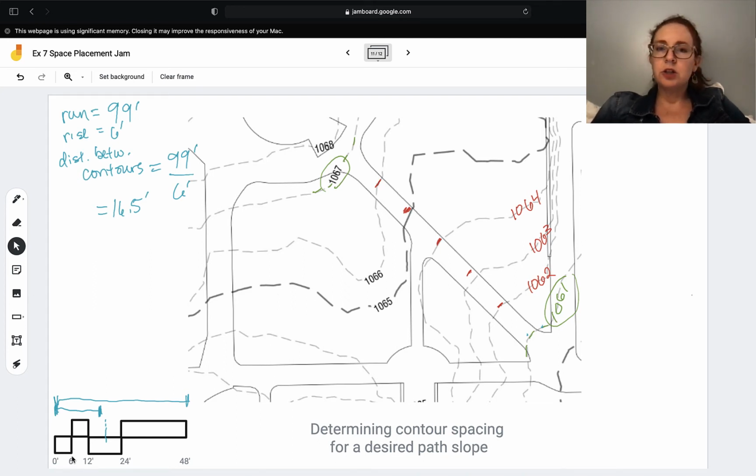Okay, so this isn't a huge change, but what this is doing is giving us a path with a slope that is consistent between our 2 fixed points, the 1067 and the 1061. So what I could do here, and if I wanted to be really smooth and combine some of my skills from my last exercise and even out some of these ridges and things like that, what I could do is start to place these contours where I want them to cross the path.